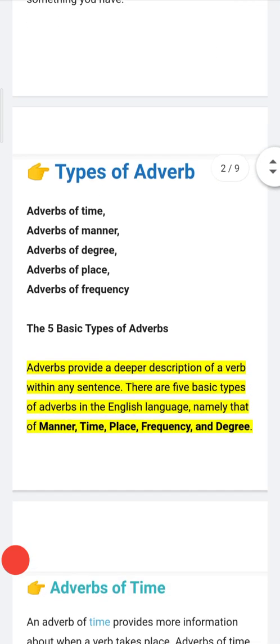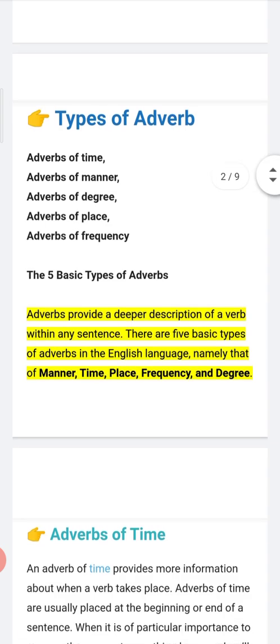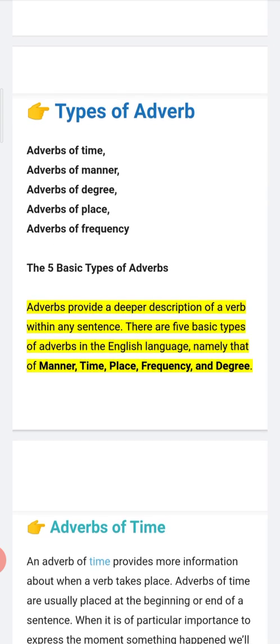Types of adverb: there are 5 types. There are more types, but we are dealing with these 5. Adverb of time, adverb of manner, adverb of degree, adverb of place, adverb of frequency. The 5 basic types of adverbs. Adverbs provide a deeper description of a verb within any sentence. There are 5 basic types of adverb in the English language, namely manner, time, place, frequency and degree.